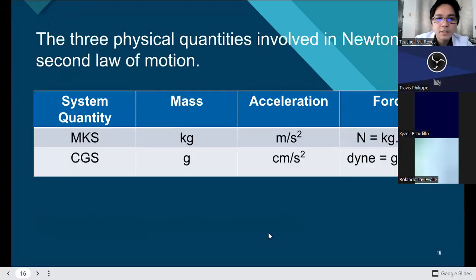Almost time. Let's finish this one. The three physical quantities involved in Newton's second law are mass, acceleration, and force. Mass could be in kilograms or grams. Acceleration could be in meters per second squared or centimeters per second squared.